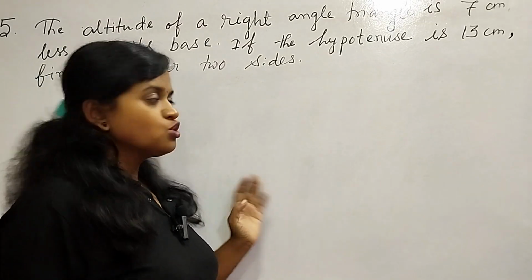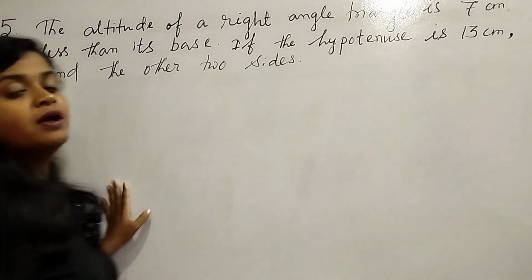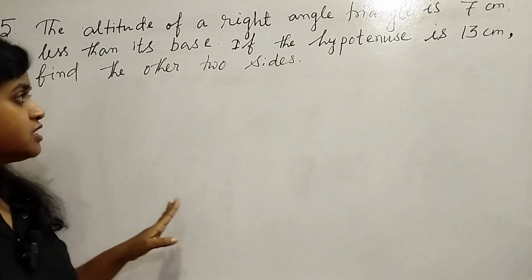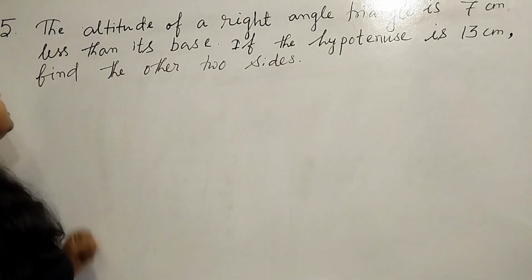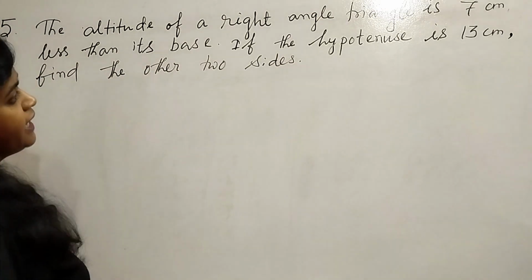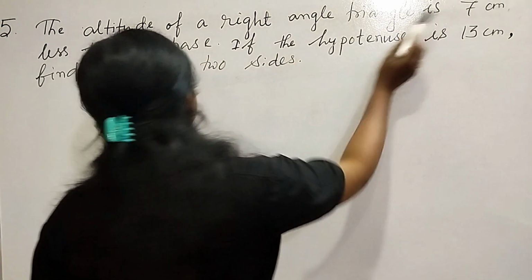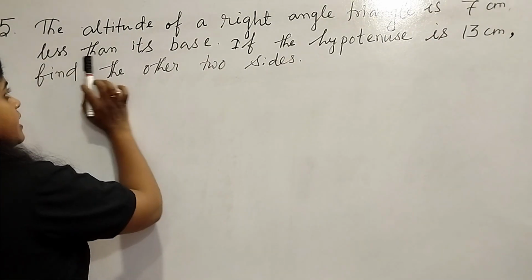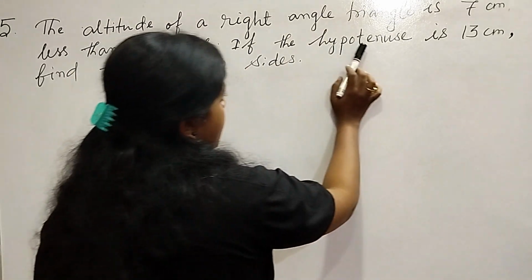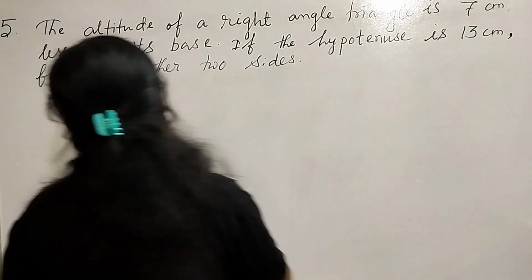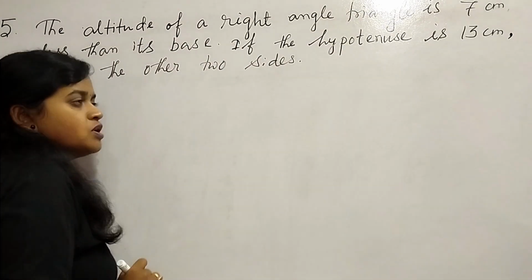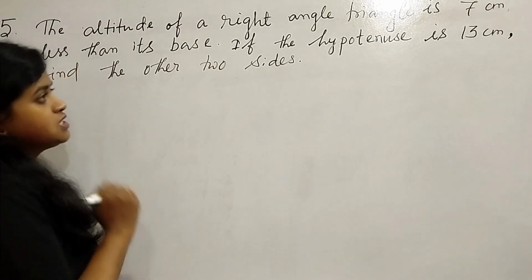So let us discuss question number 5. This is the second last question. Let us read this question. The altitude of a right angle triangle is 7 cm less than its base. If the hypotenuse is 13 cm, find the other two sides. So this is the question.